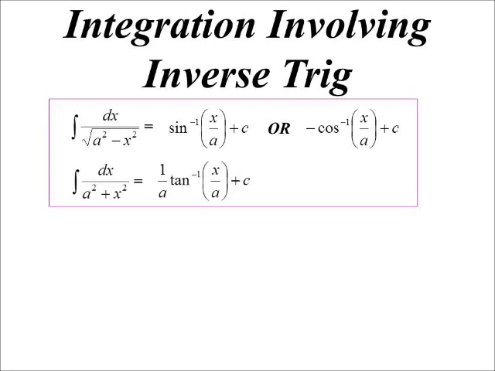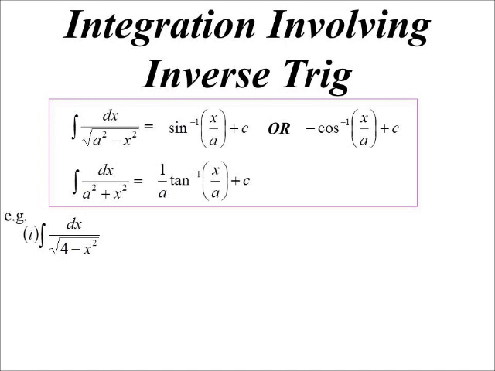The other one then would be the inverse tan one, dx on a squared plus x squared. But notice, there's no a on the top here. In the derivative, a was on the top, so therefore when we integrate we get 1 on a out the front, so inverse tan of x on a. So we get one like that.